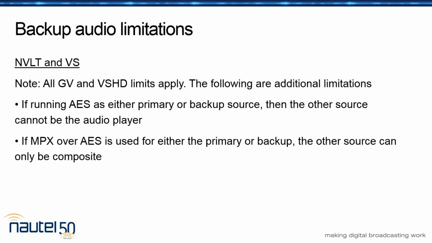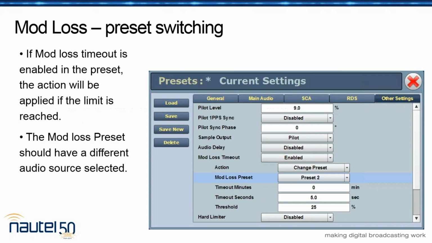Now, the NV-Lite VS has a couple of other limitations. No matter what, you can only run one AES as either the primary or backup. So you can never have AES as main and a playlist as backup, only because the hardware itself is only monitoring one of those levels. And if you're using MPX over AES, then you must be using MPX or composite as your backup audio.